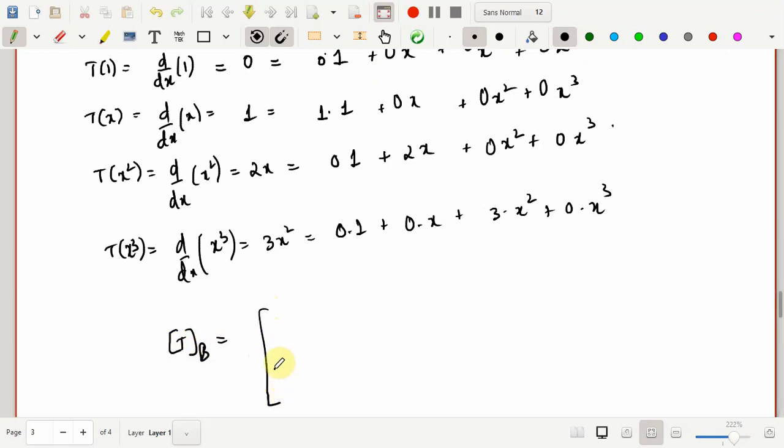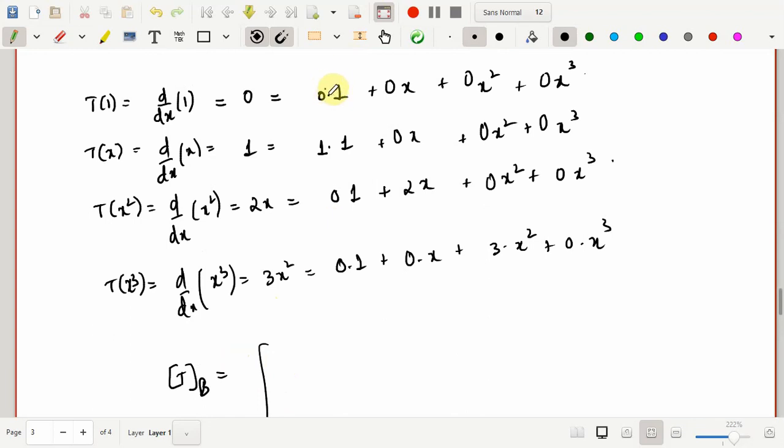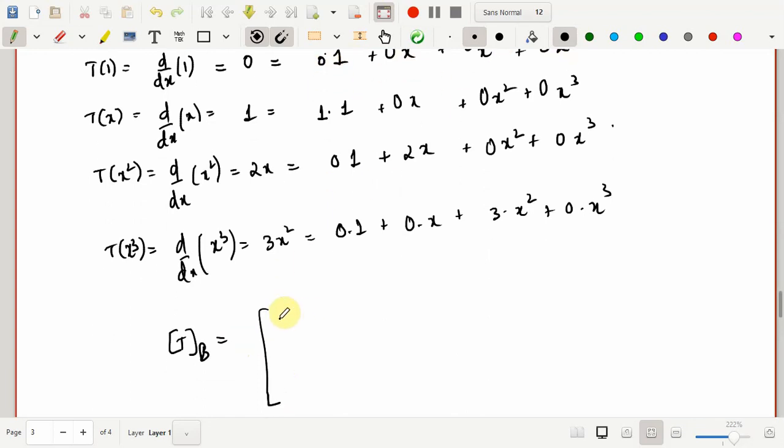The 4 cross 4 matrix: the scalars, that is 0 0 0 0, will be the first column, then 1 0 0 0 is the second column, transpose, okay, remember that. 0 2 0 0 is going to be the third column, and 1 0 3 0 is going to be the last column. That's it.